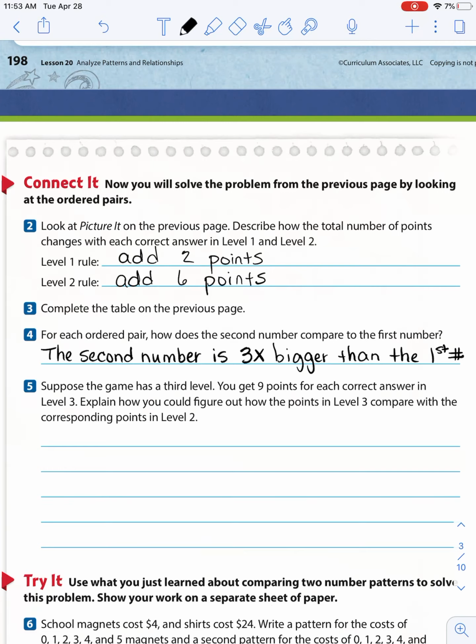Okay? Suppose the game has a third level. You get 9 points. Oh, look at that. Up by multiplying by 3 again for each correct answer in the level. Explain how you could figure out how the points in level 3 compare with the corresponding points in level 2.